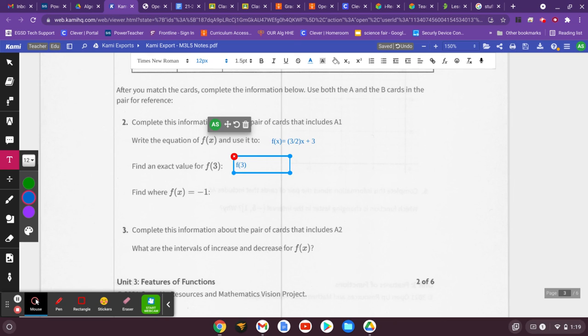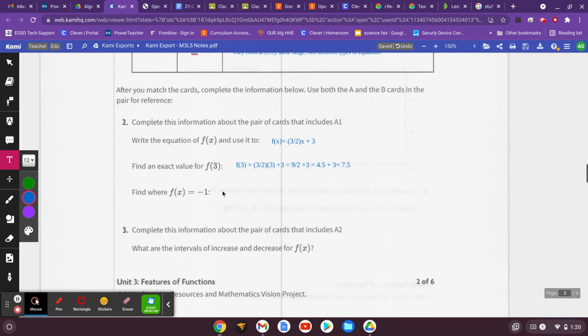All right, so now when I come down here, I can do f of 3. Why can't I hit that button? Equals. So 3 halves times 3 plus 3 equals. So that's 9 halves plus 3, which equals 4.5 plus 3, which equals 7.5. So that's my final answer, 7.5.